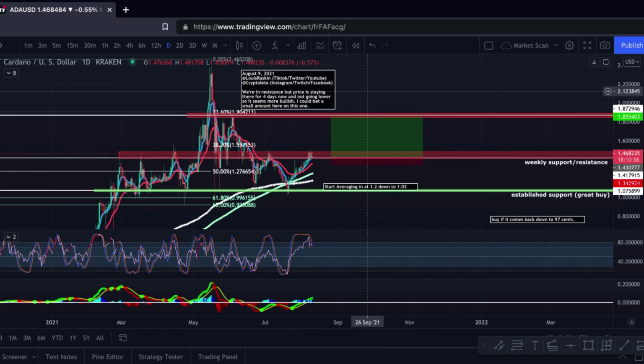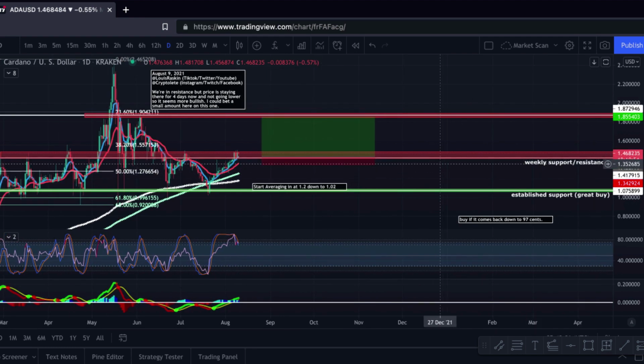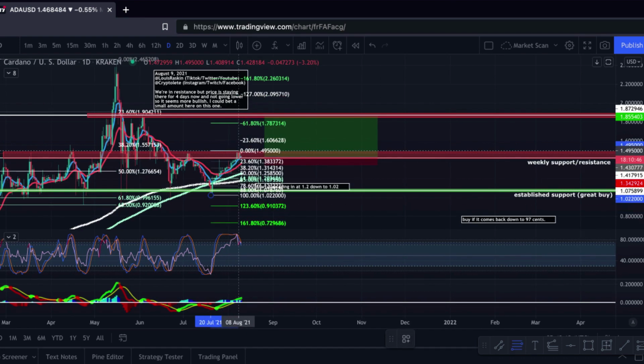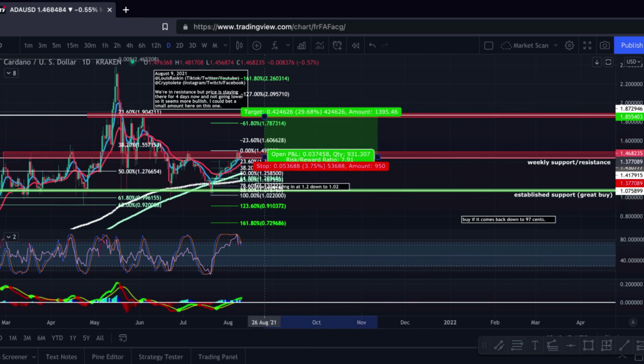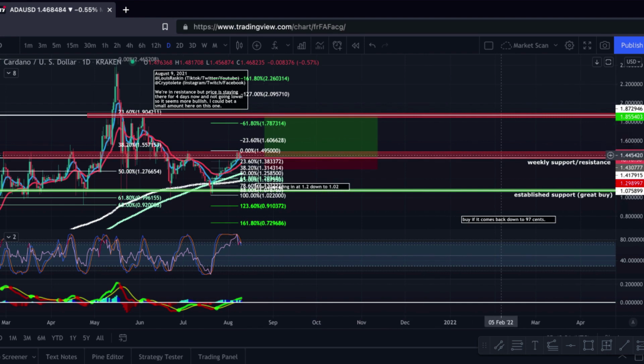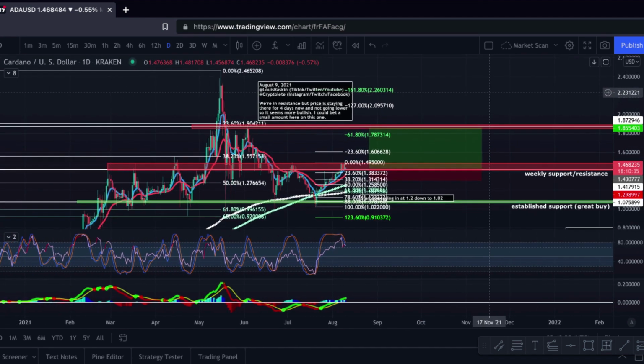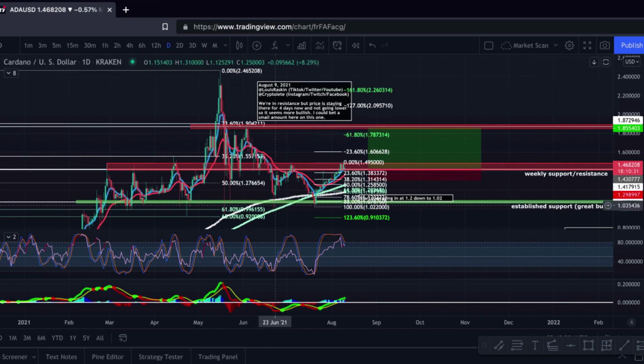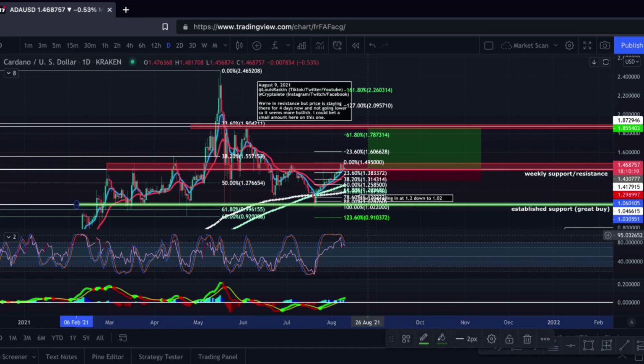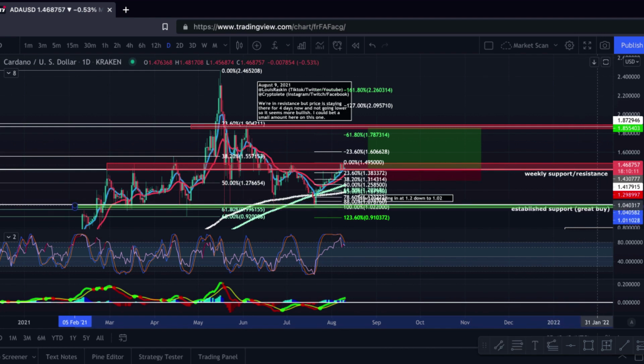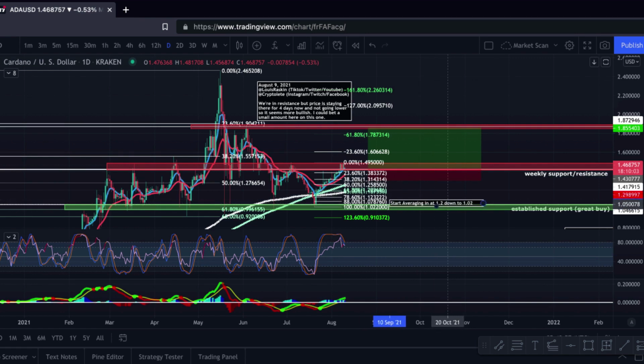Yeah. If it falls down here, I'd probably do that. I just can't believe I missed this by such a small amount. To miss it by that is just infuriating, you know? Anyway, yeah.